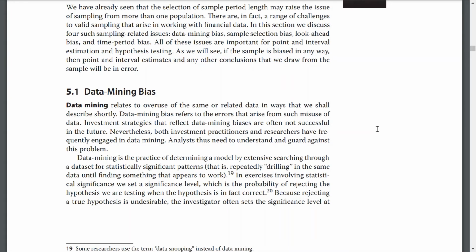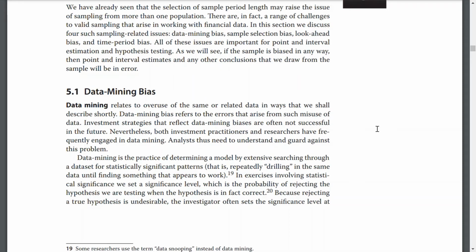estimation and hypothesis testing. As we will see, if the sample is biased in any way, then point and interval estimates and any other conclusions that we draw from the sample will be in error. Data mining biases. Data mining relates to overuse of the same or related data in ways that we shall describe shortly. Data mining biases refers to the error that arises from such misuse of data. Investment strategies that reflect data mining biases are often not successful in the future.